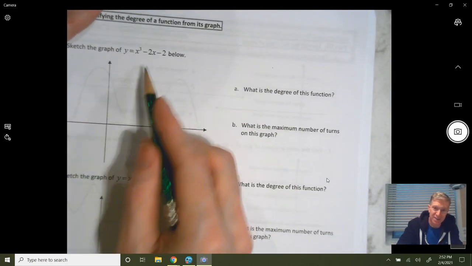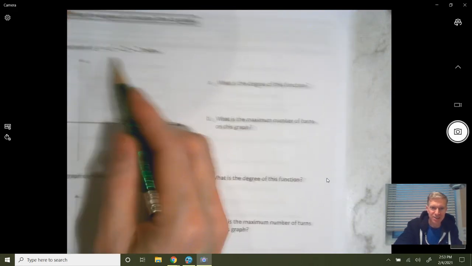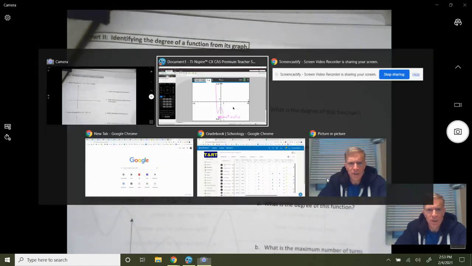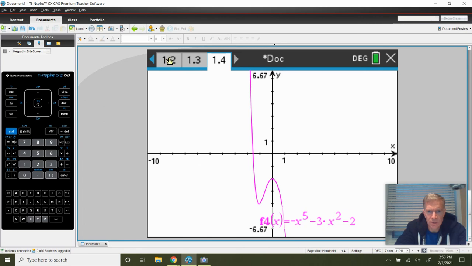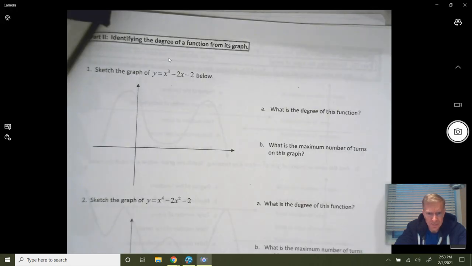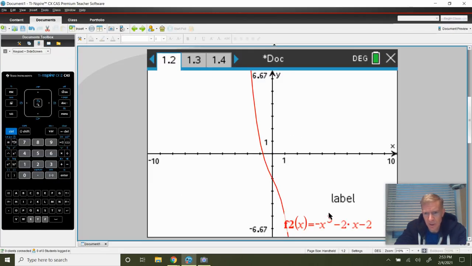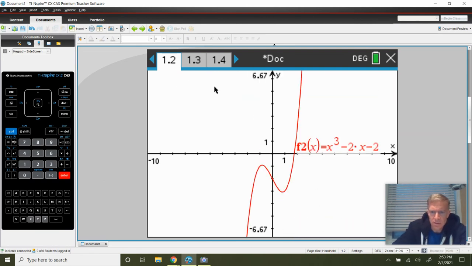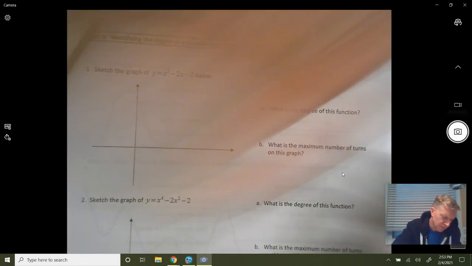Sketch the graph of this. Now this one we already sketched. Okay. This one was, and we can use our calculator for this one. I think this was the second one, right? X cubed minus 2x minus 2. Let's change that lead coefficient to be back to positive. Okay, so you can see the y-intercept is 2, but it's going to look negative 2. It's going to look something like this.